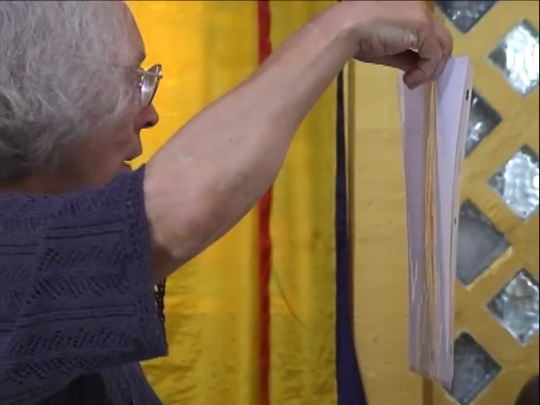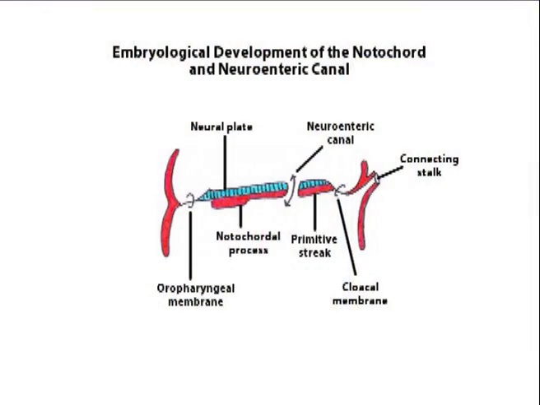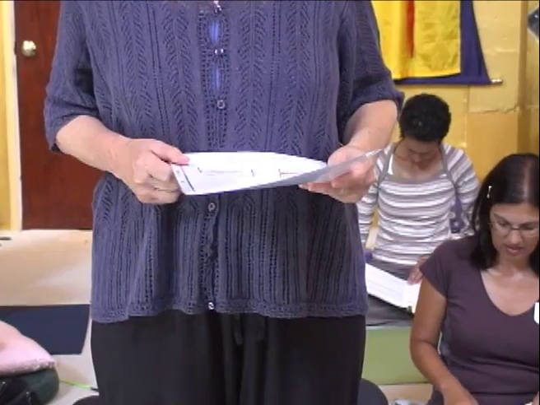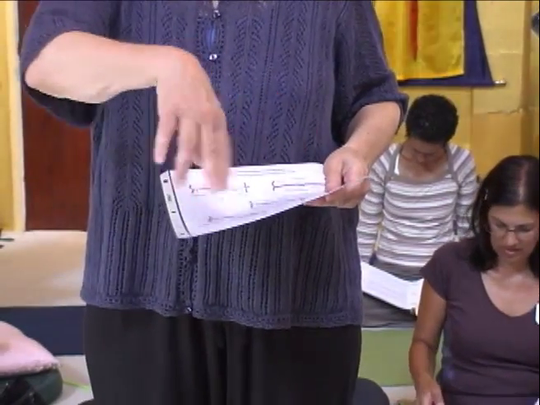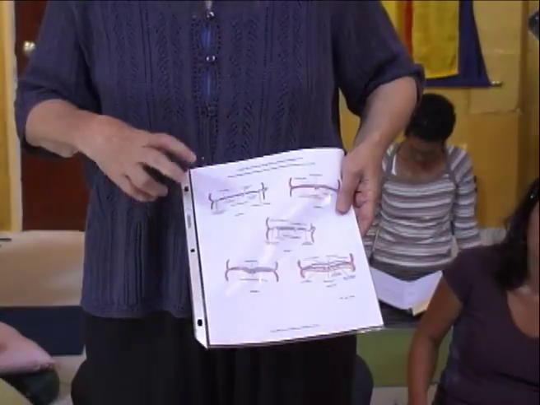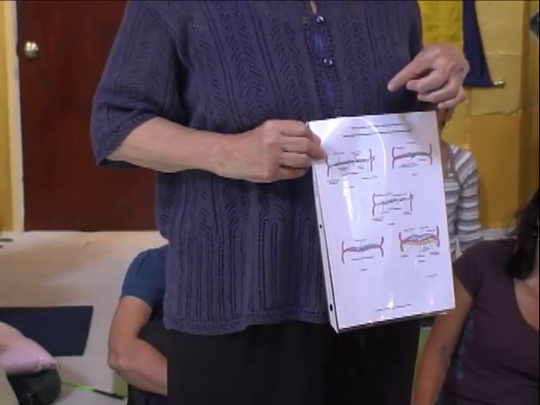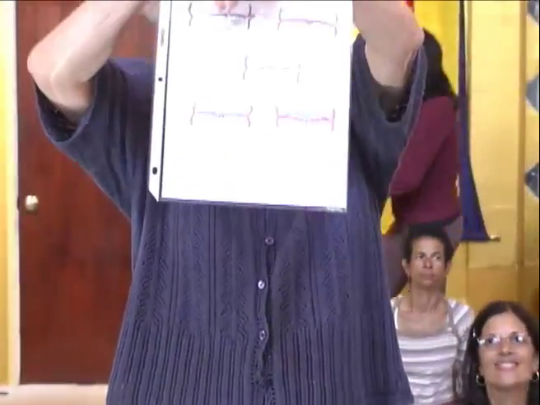It's called the Neuroenteric Canal, and it's connecting the fluids of the amniotic cavity with the fluids of the yolk sac. So I should actually hold it this way. See what I'm saying? This is the endoderm, yolk sac, the ectoderm. So we're looking at this fluid flow, this picture.